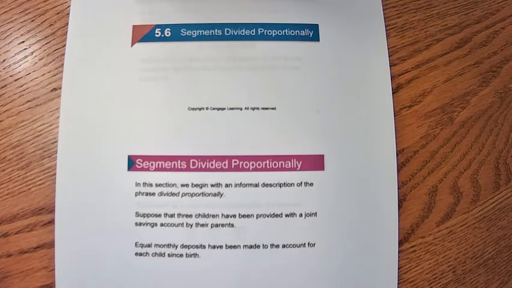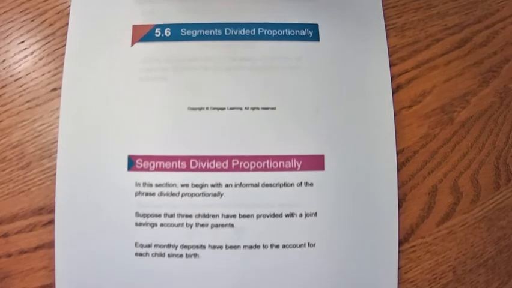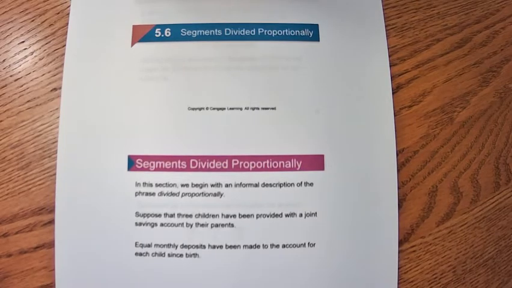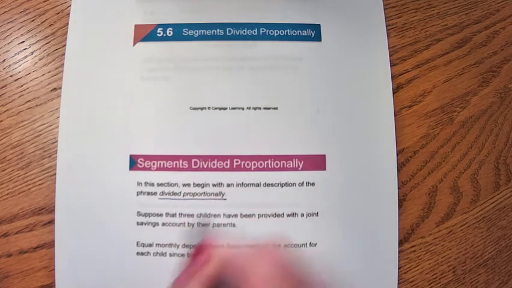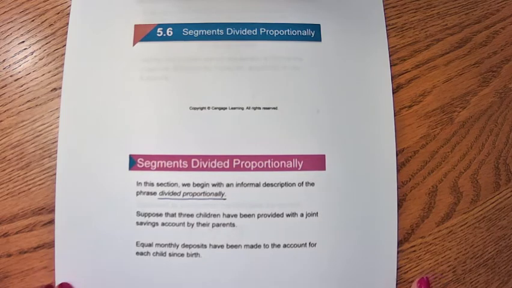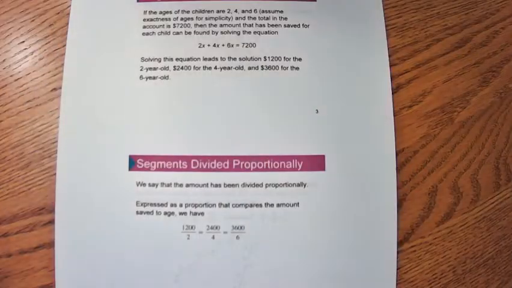We're going to end chapter 5 with some various statements about proportionality, setting up proportions. And here's just an example of things that are divided proportionally. Suppose you have 3 children and they have a joint savings account, and every month that the child has been alive since birth, they put the same amount in for every child since they've been born, okay? They have 3 children.